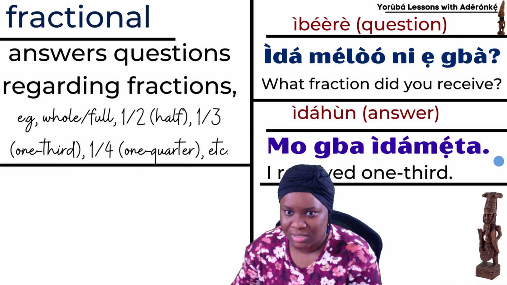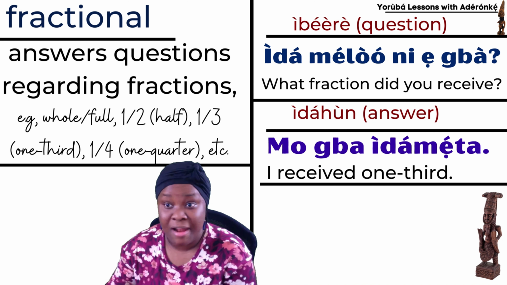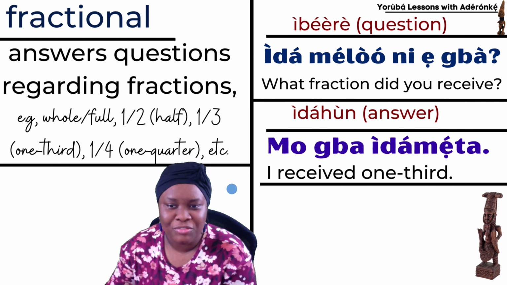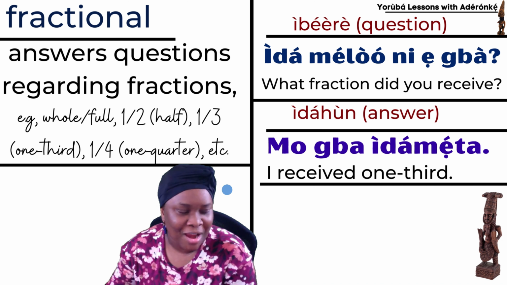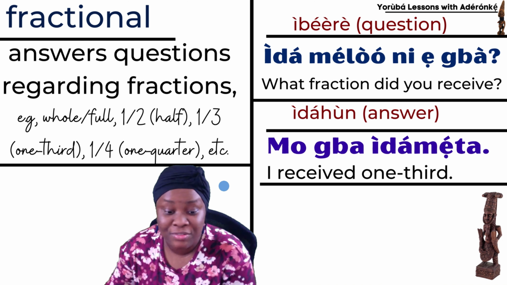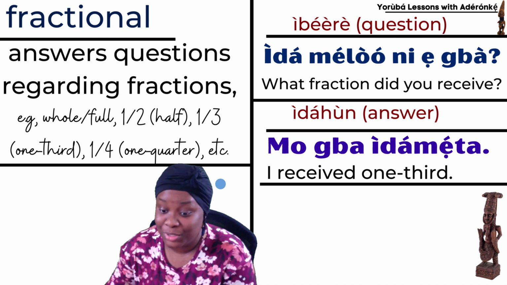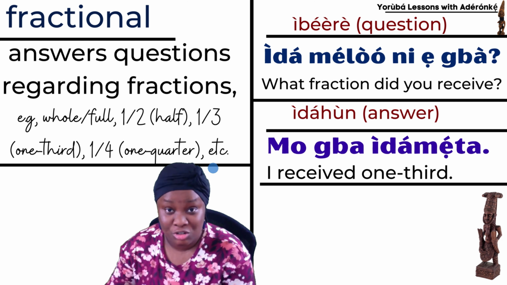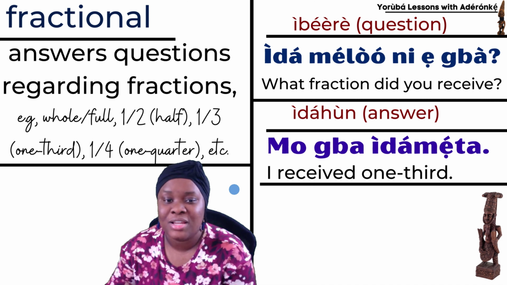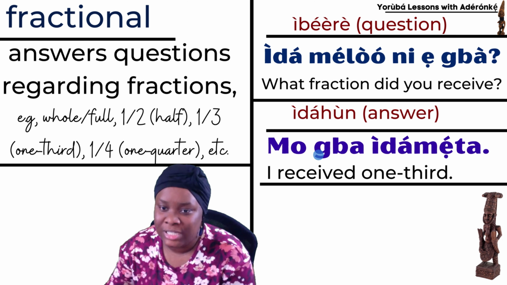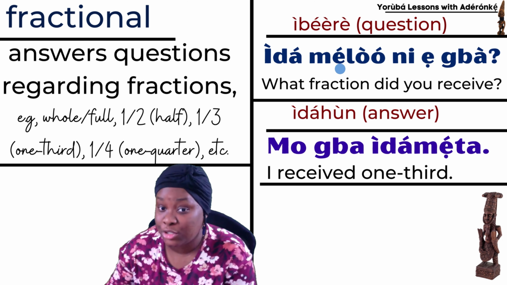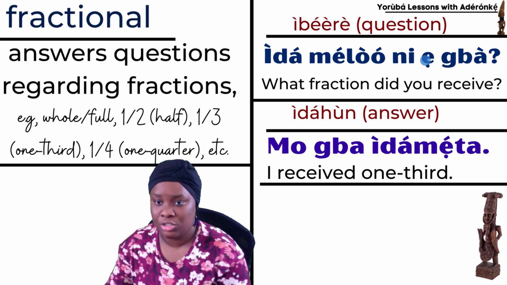Somebody asks, ìdá mélòó ni ẹ gbà? It was 300 naira. And they want to know, what fraction of that 300 naira did you receive? You got 100. There were 3 of you, and you were given 300 naira. You were told to share it however you like. And you got 100 naira. You want to say that you got 1/3 of that. Ìdá mélòó ni ẹ gbà? What fraction, what division, what fraction did you receive?